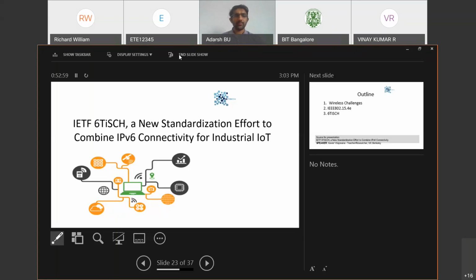Okay, we can start back with the 6-ish part. I hope everyone understood the 6LoWPAN part very well. So it's time to look at 6-ish. Till now, we have been looking at 6LoWPAN. What is this 6-ish? It is a new standardization effort to combine IPv6 connected to industrial IoT.